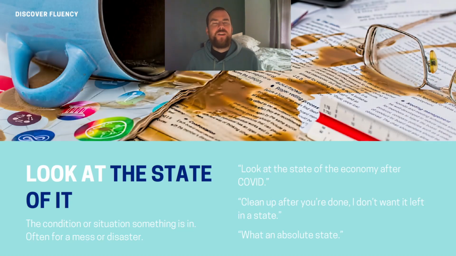Clean up after you're done. I don't want it left in a state. In this case, it literally means I don't want it left in a mess, or I don't want there to be any mess left after you're done whatever you're doing. What an absolute state. In this case, this definitely means a disaster, a mess, and something you're definitely going to get in trouble for if somebody finds it.